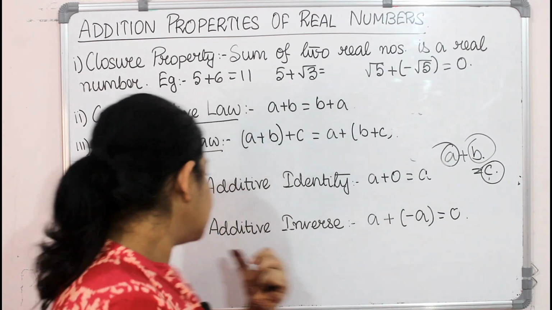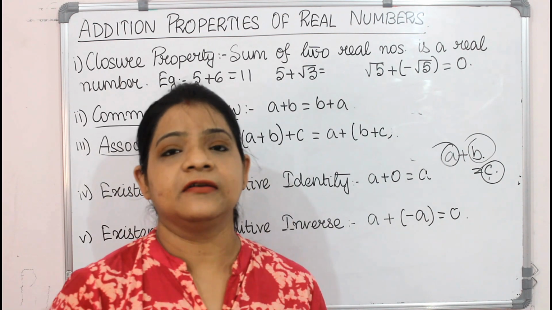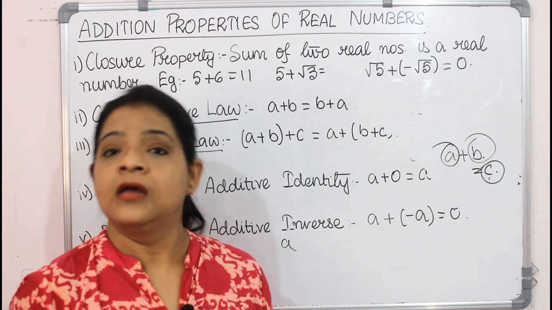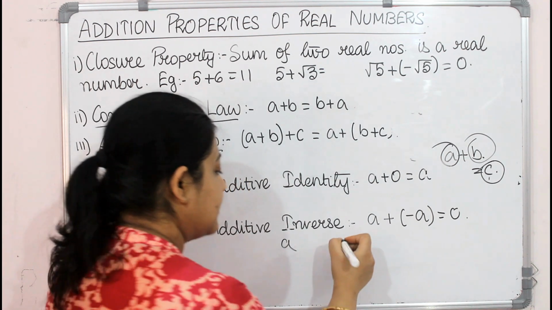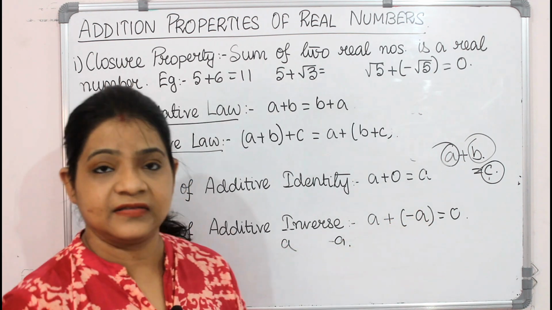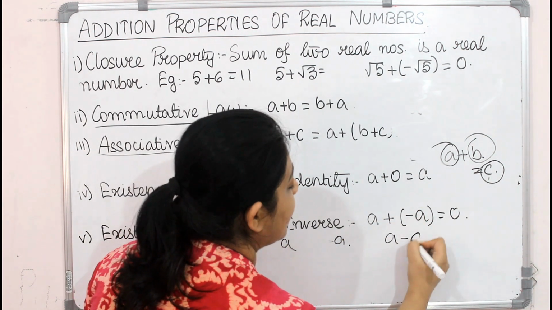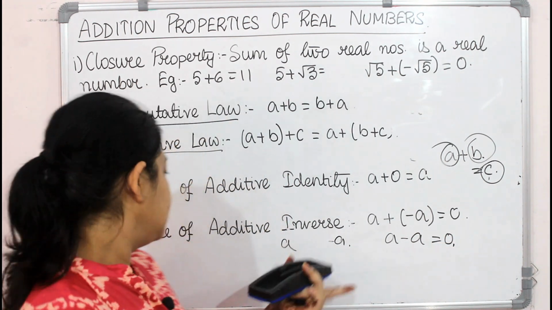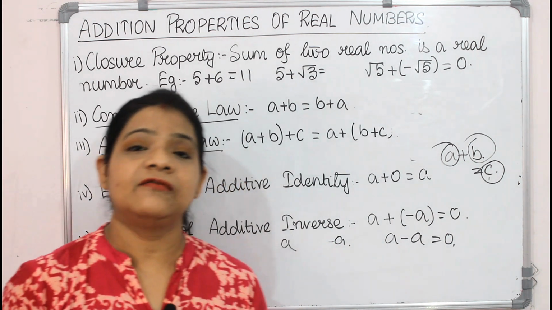Okay, so next is existence of additive inverse. So additive inverse, any number, suppose a, what is the inverse of a? Inverse of a is nothing but the negative of a, that is minus a. So a plus minus a, that is a minus a, will give you 0, isn't it? So this is called existence of additive inverse.